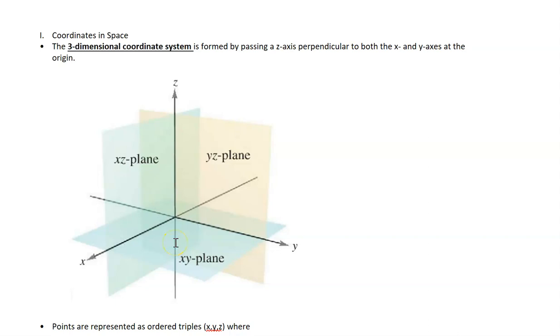Next, we're going to look at coordinates in three-dimensional space. So the three-dimensional coordinate system is formed by passing a z-axis perpendicular to both the x and y axes at the origin. And this is a rough representation of what that looks like. Notice there are three primary planes: the xy plane, the xz plane, and the yz plane.